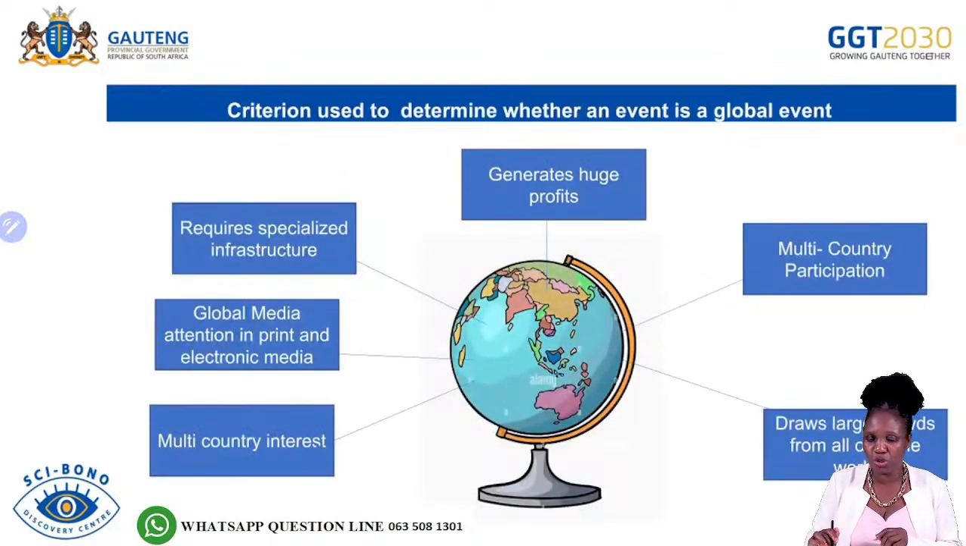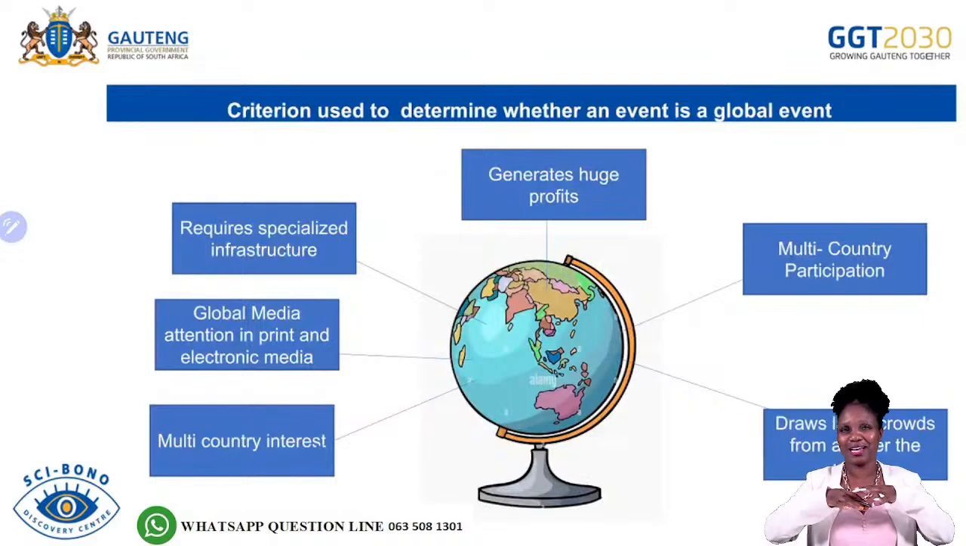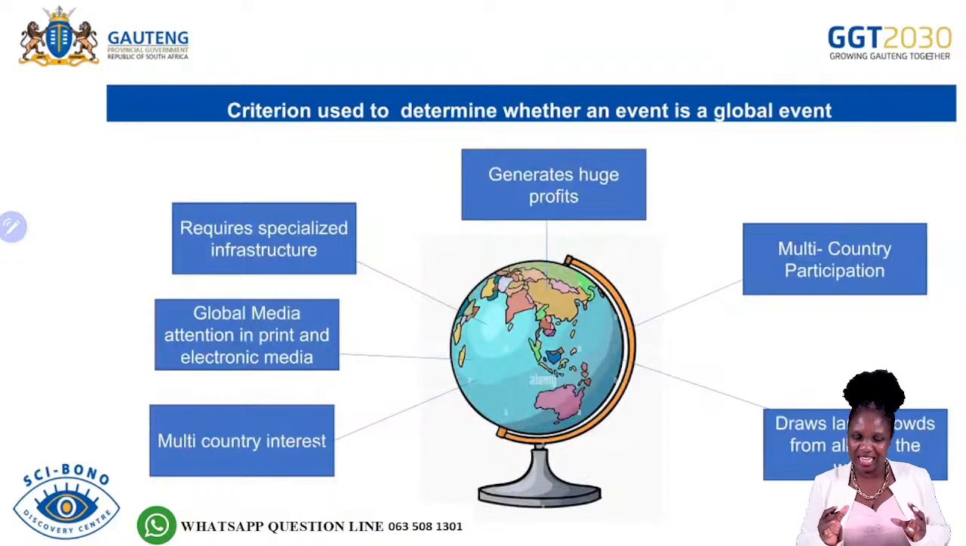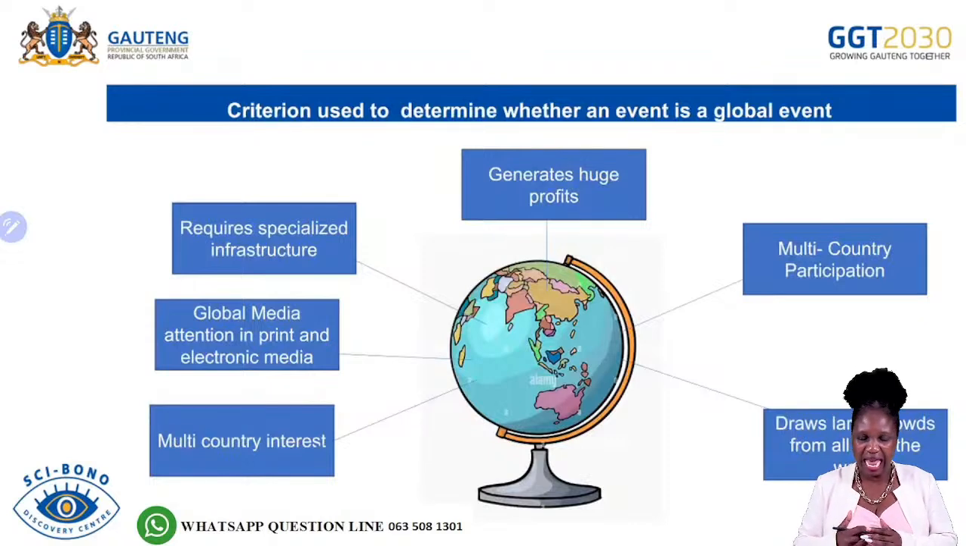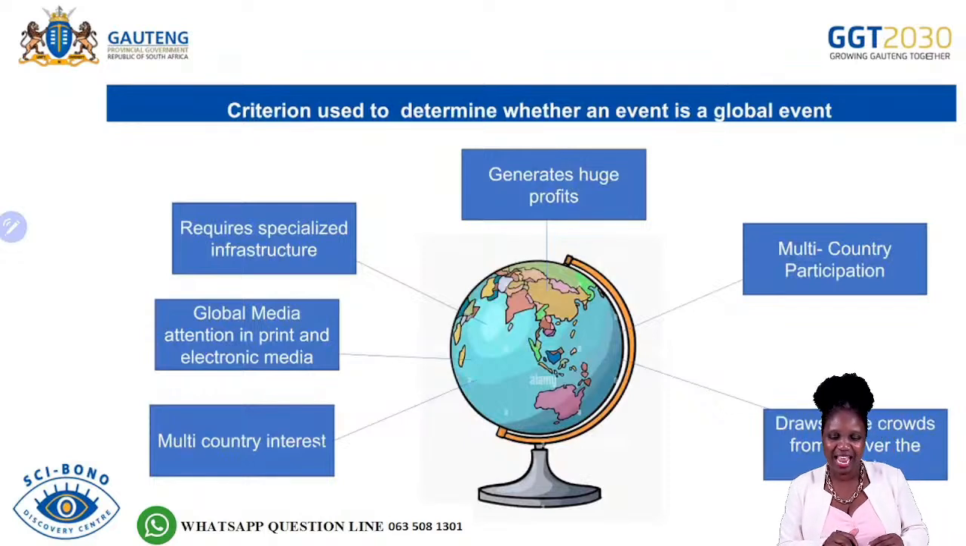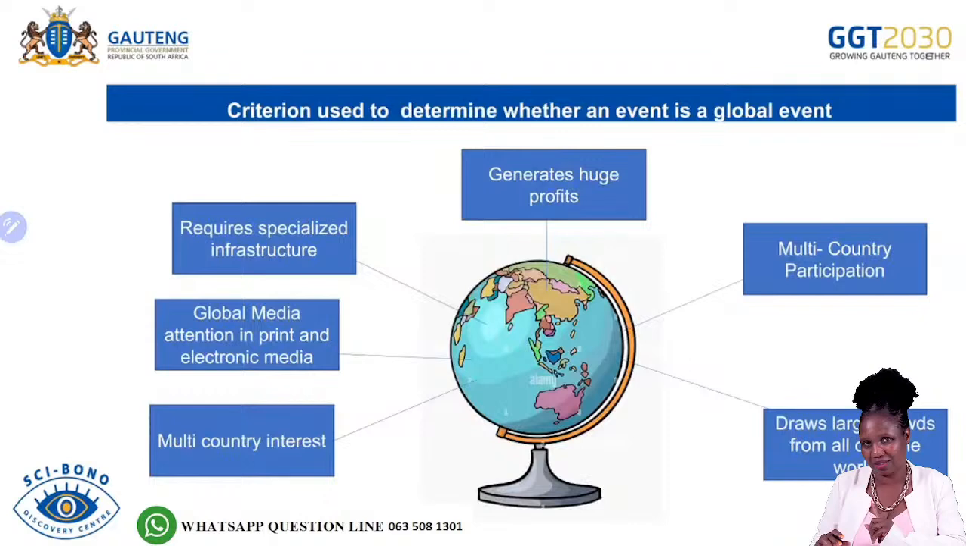And then criteria used to determine whether an event is a global event. When we are talking about a global event, we are talking about the whole world, the whole globe. The global event draws people to it. For example, a country that is hosting a global event will have a lot of inbound tourism. A lot of tourists will be coming into the country, and it generates huge profits and requires specialized infrastructure. That's why we prepare well before the global event.